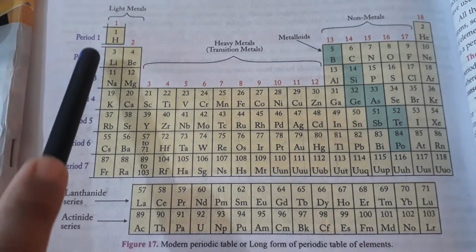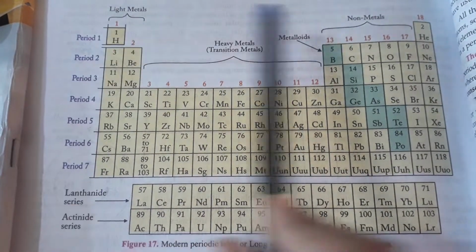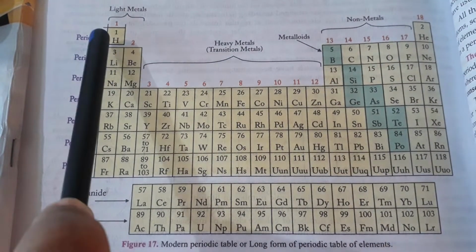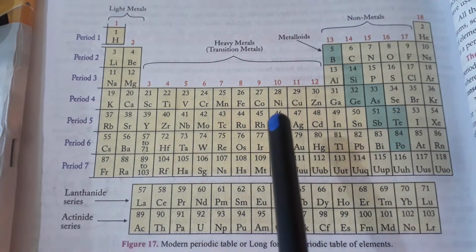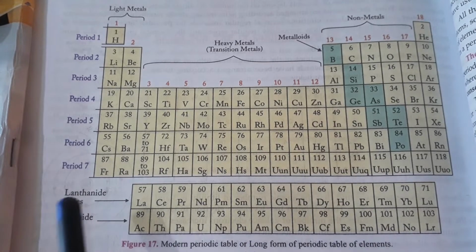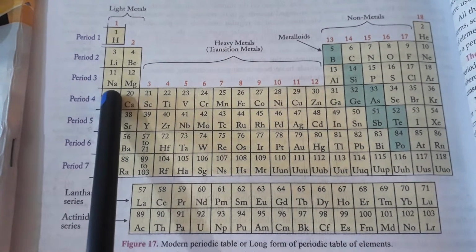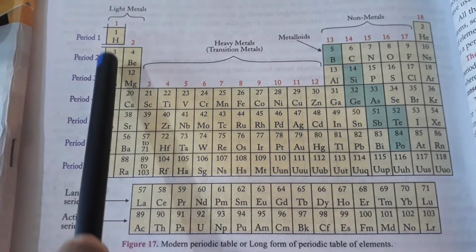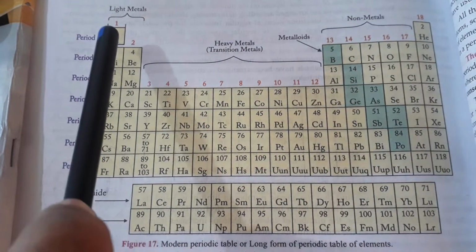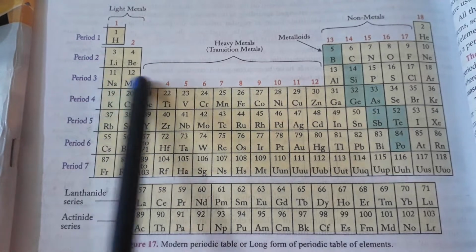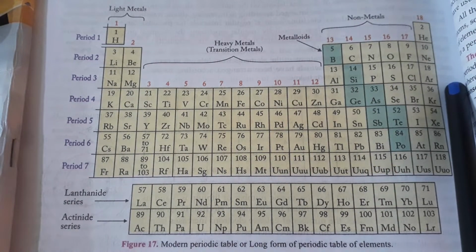So the first period consists of two elements. You can see here hydrogen and helium. Two elements are there, so it is called a very short period. The second and third periods consist of 1, 2, 3, 4, 5, 6, 7 and 8. Both the second and third periods consist of 8 elements, so they are called short periods.